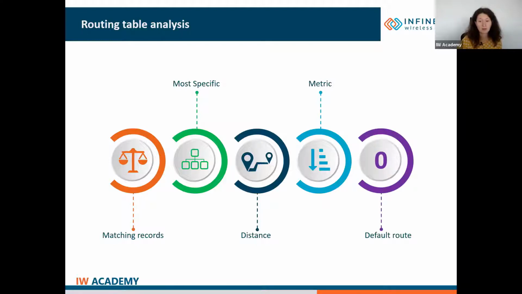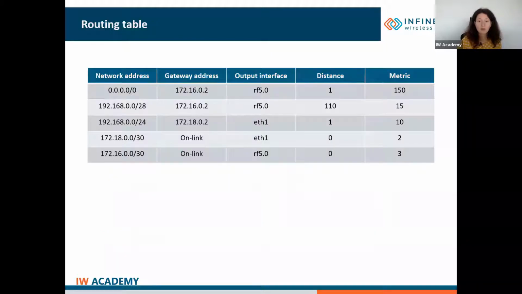If none of the entries in the routing table matches with the destination IP address, the default route will be used, 0.0.0.0/0, which matches every packet, every IP address. If there is no default route, the packet will be discarded.